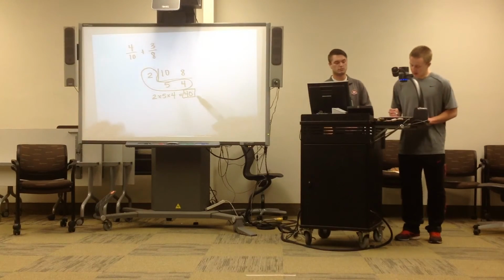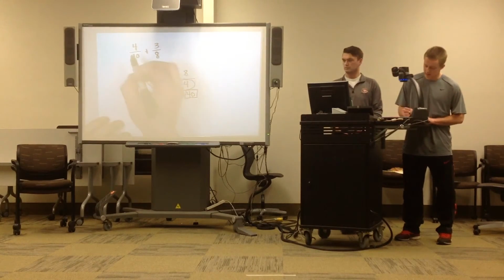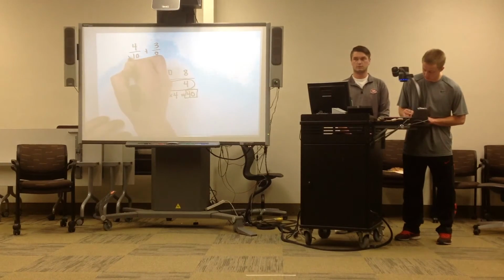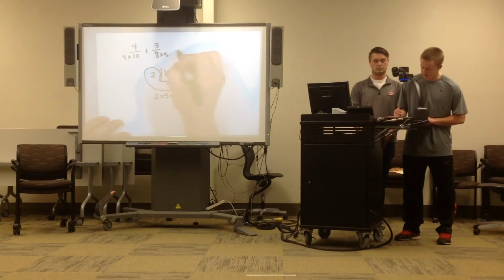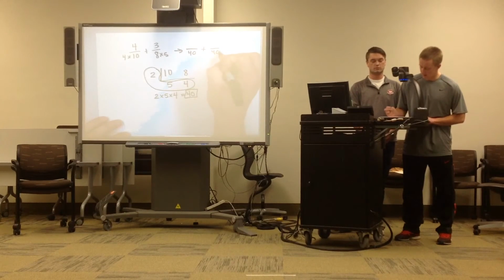So as Robert just said, our common denominator is 40. So the first step next that we have to do is we have to get 40 on the bottoms. So the first way we do it, we go 4 times 10 and 8 times 5. So that would give us 40 and 40 on the bottoms.